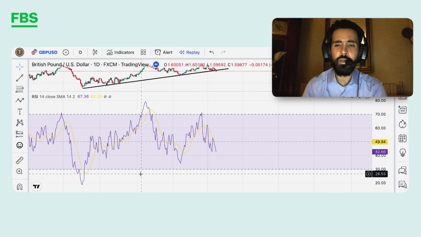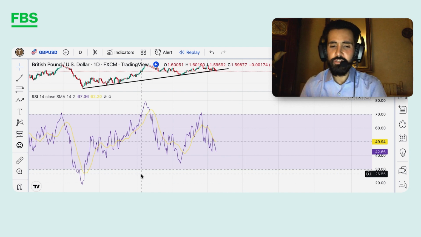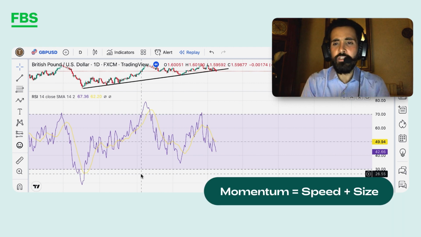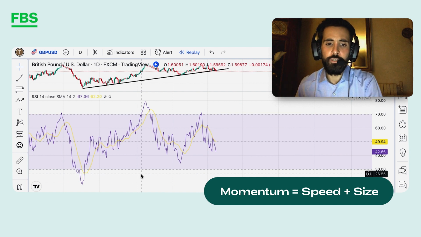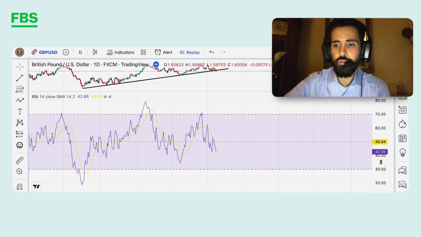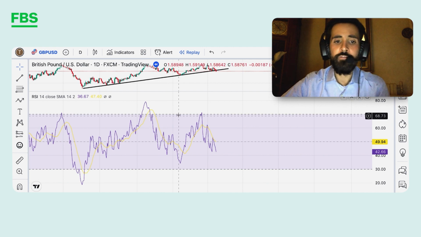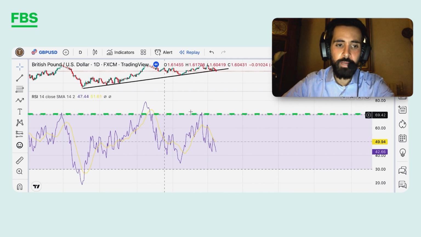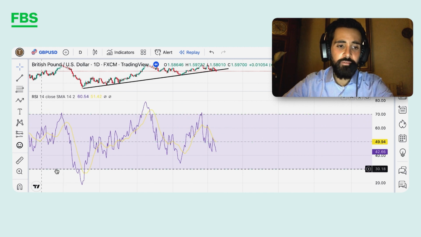Now the RSI is a momentum indicator. It's a technical analysis momentum indicator or oscillator. It measures momentum. Now momentum is both the speed and size of price changes. Now the RSI is plotted on a scale from 0 to 100%. We have three different bands. We have the upper band, we have the middle band, and we have the lower band.